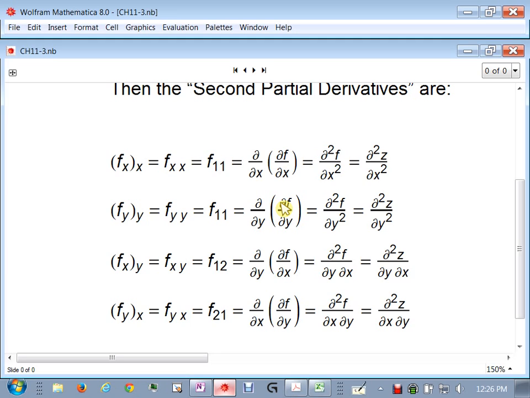If you have a function of 3 variables, how many second partials do you have? 6? 8? What do you think would be possible? 9? You could do x, y, z, z, z, because you have 3 variables now. So maybe there's a formula for it.